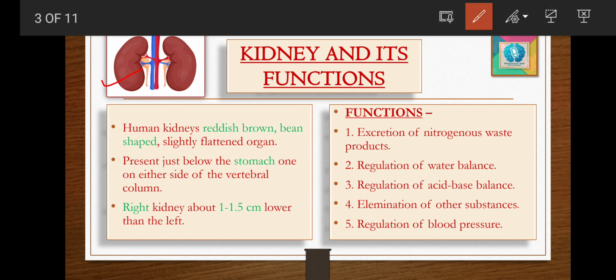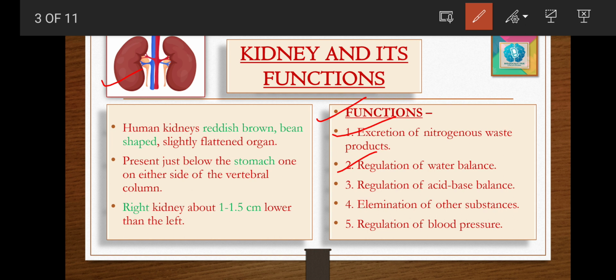Now we'll discuss about the functions of the kidney. The kidney performs many functions to maintain homeostasis. The nitrogenous waste products like urea and uric acid are eliminated from the body in the form of urine by the kidneys. These kidneys regulate the water balance in the body by regulating the amount of urine formation. If the water is in excess in the body, a large amount of dilute urine is produced, whereas during the deficiency of water, hypertonic urine is produced.